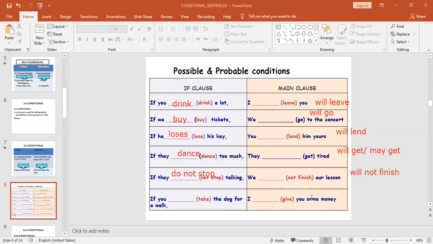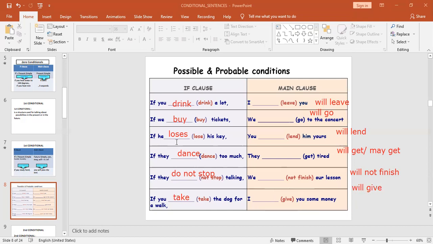About the last example, if you take the dog for a walk, I give you some money. Here I don't change "take", I write it the same, because it is the first conditional. If you take the dog for a walk, I will give you some money. Or I may give you some money. I can give you some money.